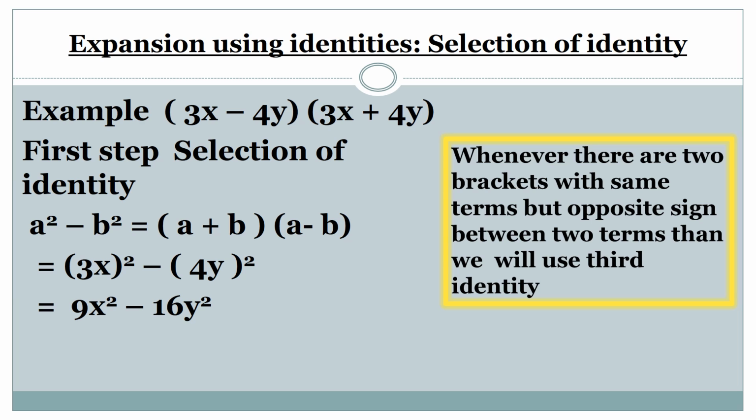If there is a plus sign in the first expression, then there must be a minus sign in the second expression. So in this condition, we can select the third identity, that is a square minus b square is equal to (a plus b)(a minus b). You can take the square of the first term minus the square of the second term. Here we have the first term 3x, so we take 3x whole square, and the second term is 4y, so we take 4y whole square. Remember one thing, when you take the square, you take the square of both numbers, as 3 square is equal to 9 and x square is equal to x square.